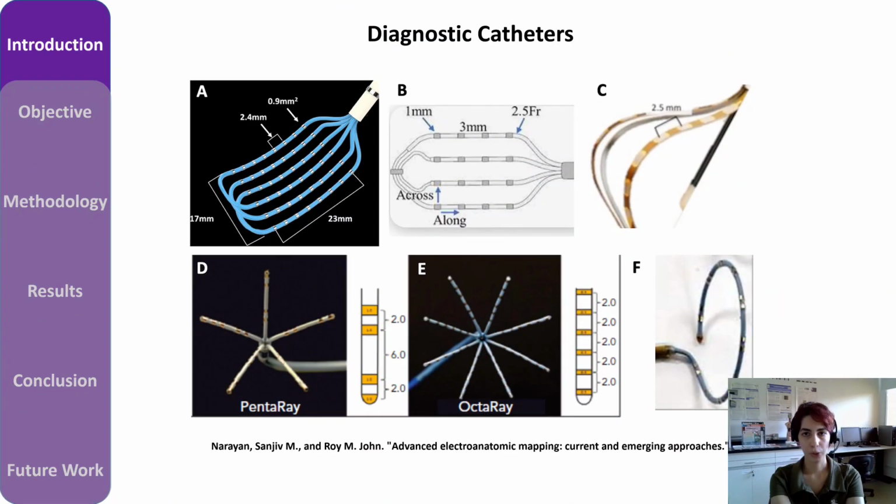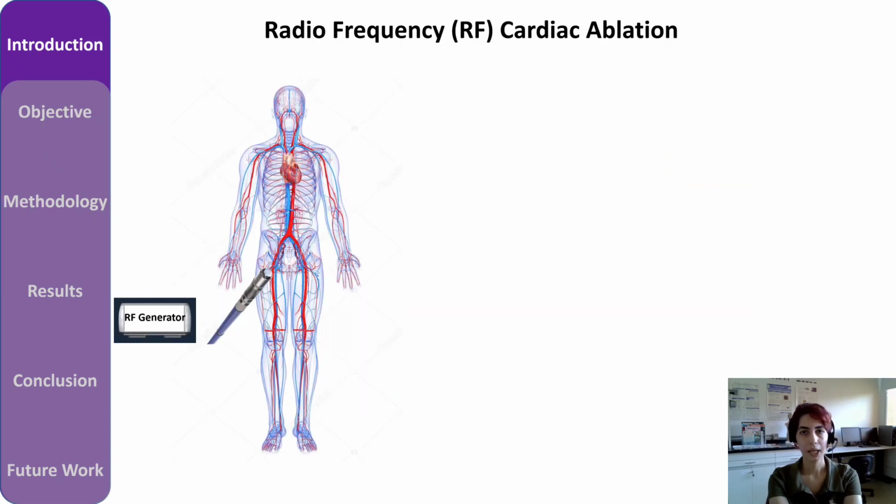In this figure, I'm showing different types of diagnostic catheters. There are different sizes, different numbers of electrodes, and different characteristics that I'm going to explain more about for each type later in the next slides. In this slide, I'm talking about radiofrequency cardiac ablation.